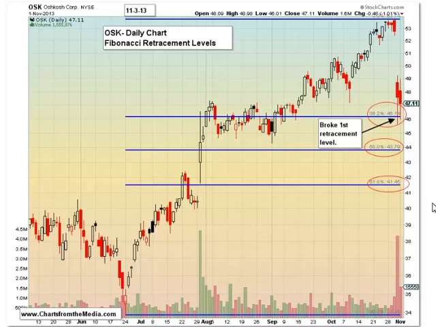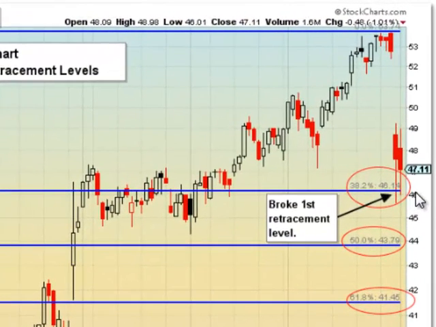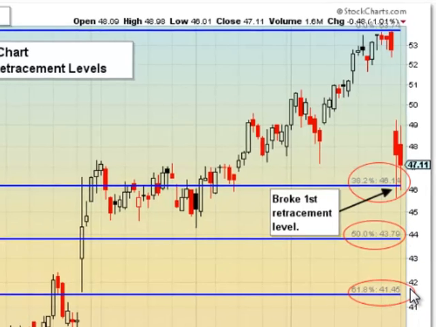We'll take a look at the Fibonacci retracement levels to see where it could possibly be going. That first retracement level at 38.2, it broke through there actually twice and then rebounded off. It has broken through, so the next area that we're going to be looking for is right about that 43.79 mark, and then again to the 41.50. So these would be the next Fibonacci retracement levels.